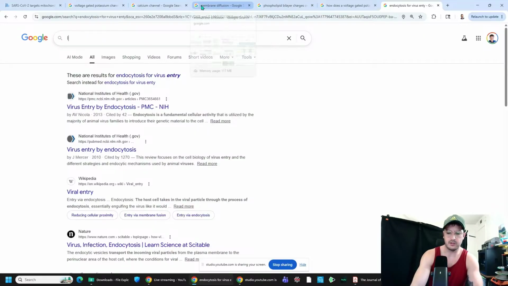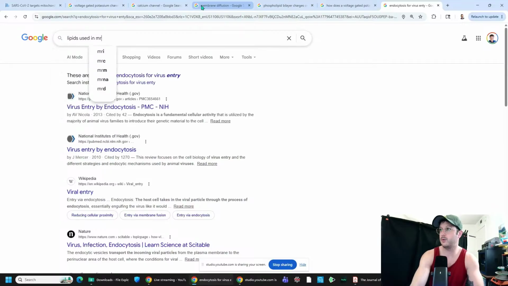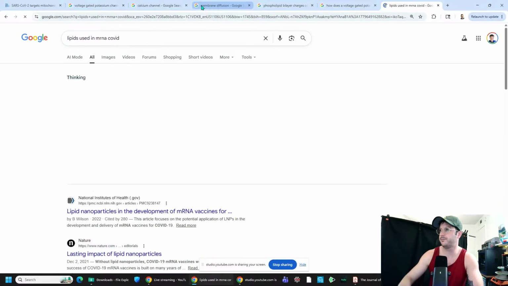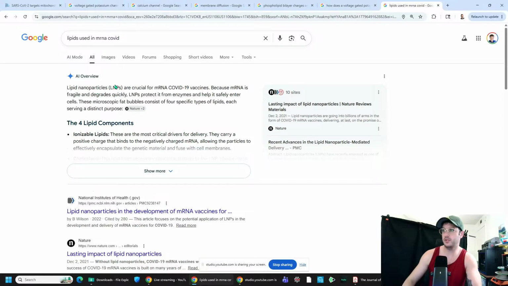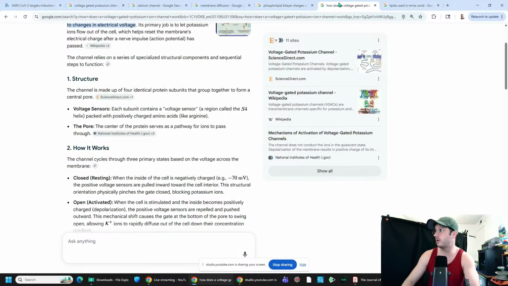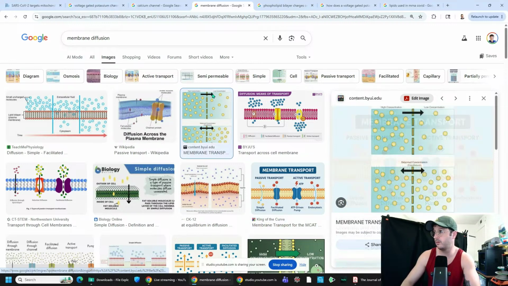What are the lipids used in mRNA COVID? And then the lipid nanoparticles is the other type, which is going to be passive diffusion through the membrane.